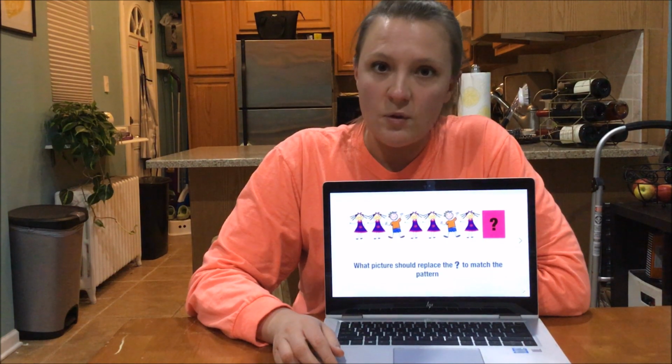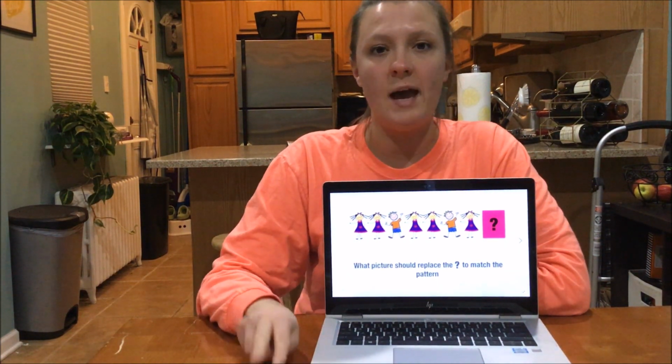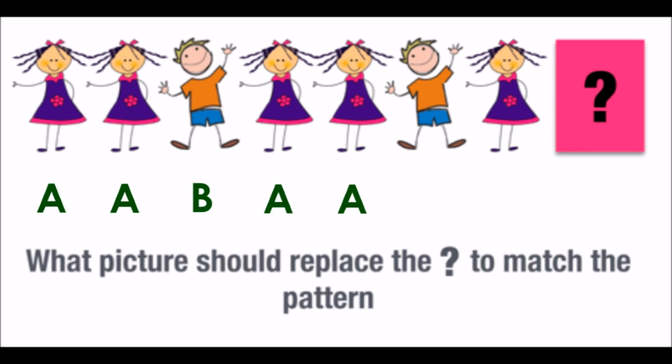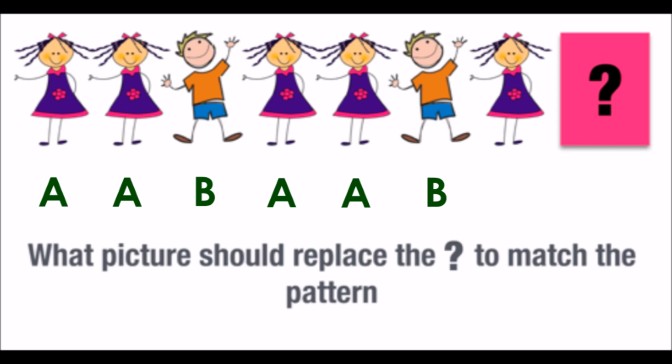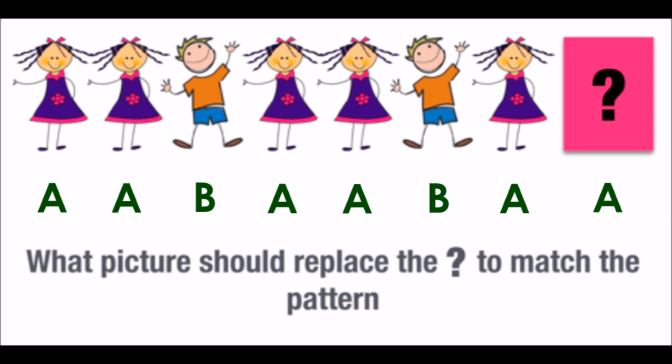Let's check. So this is what's known as an AAB pattern. We have 2 of the first picture and then 1 of the second picture, and then it goes back to the first 2 and then again to the second one. So if we follow the pattern, AAB, AAB, A, this next one should be A. It should be the little girl.